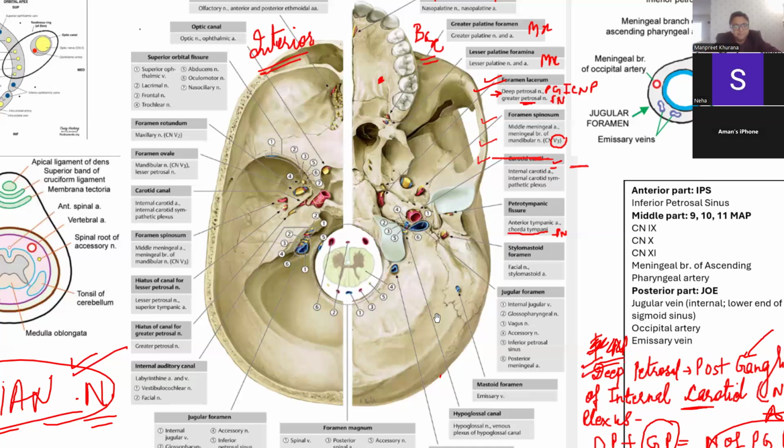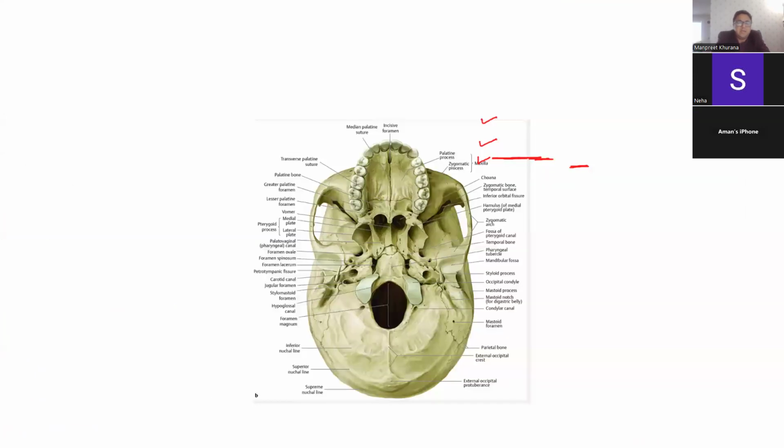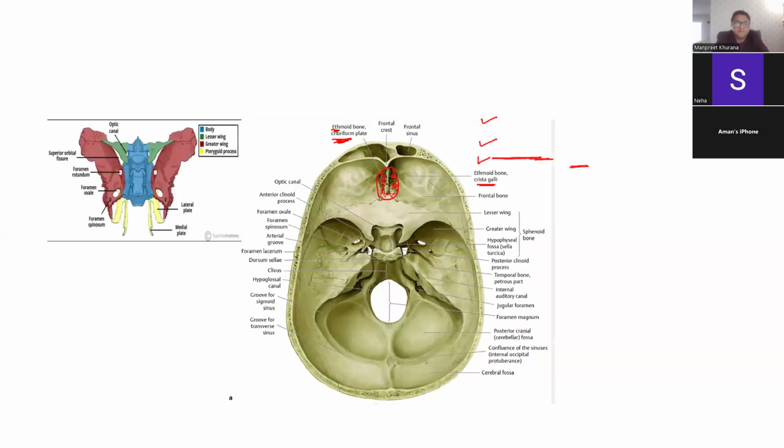Okay. Now, the stylomastoid foramen. This stylomastoid foramen is one of the most important foramina, because it is associated with our very popular, which nerve?